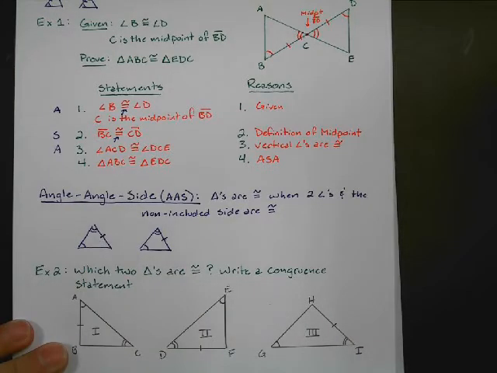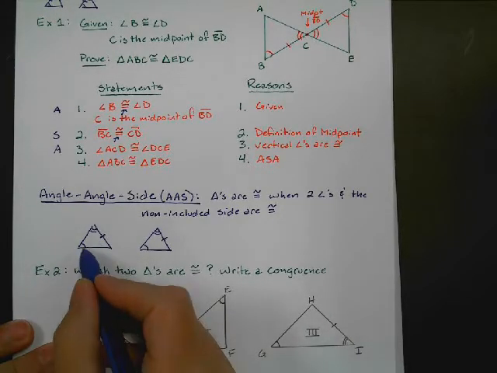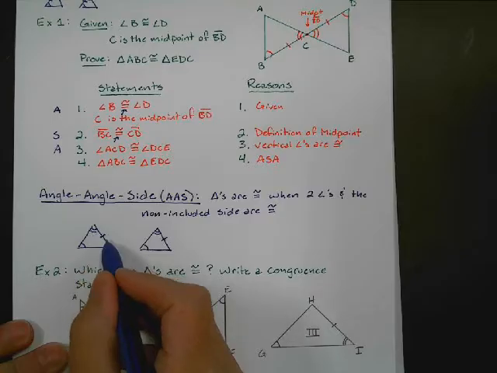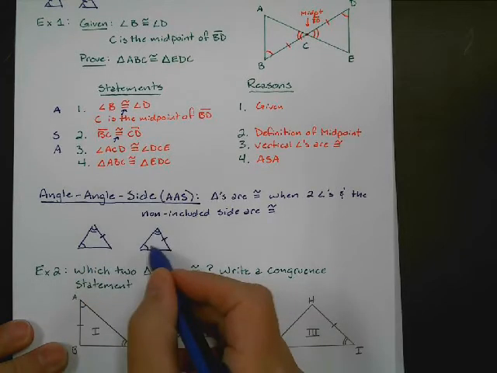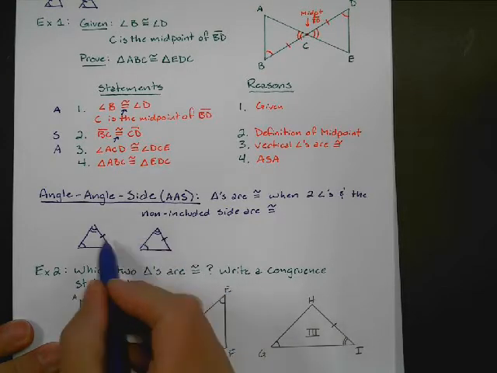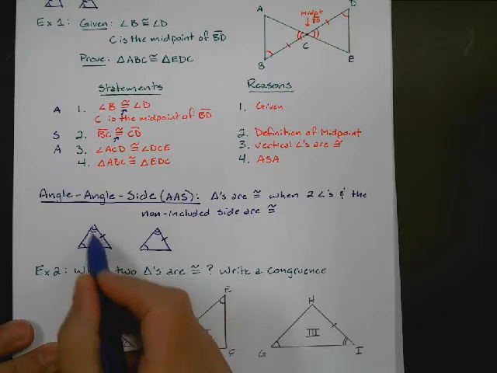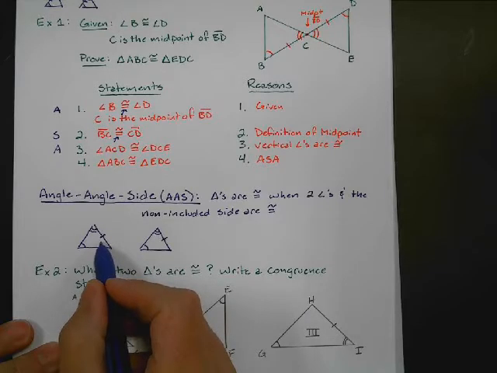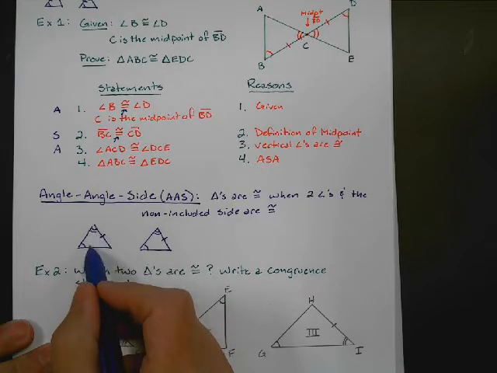Okay, now the order matters. I've got one tick mark, two tick marks, and then the side. One tick mark, two tick marks, and the side. If I had marked this one right here, it wouldn't have worked, because the angle that is next to the non-included side matters. So it has to have the correct angle order too. The angle order matters.